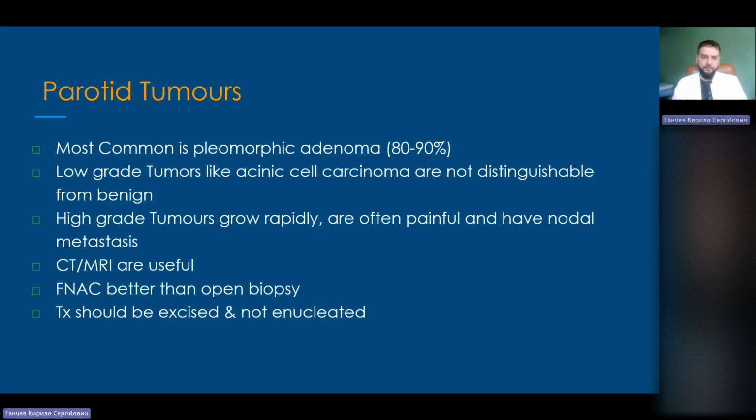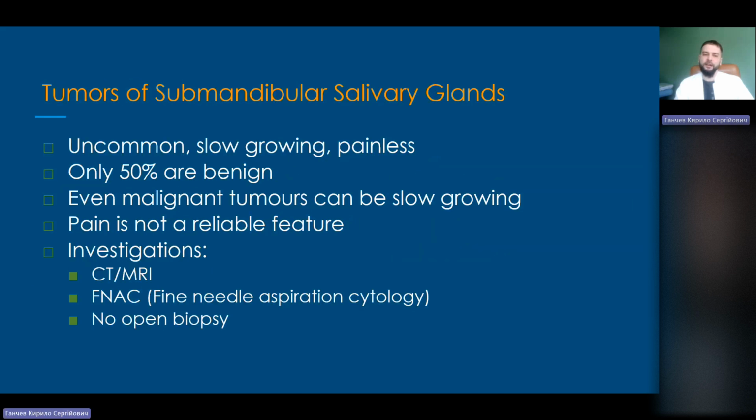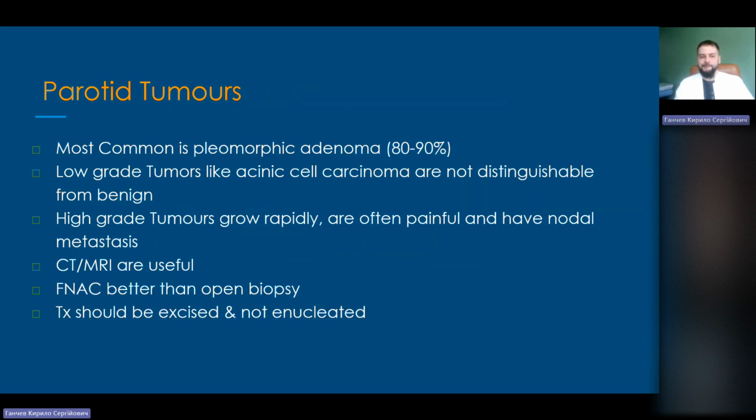Parotid tumors: the most common is pleomorphic adenoma. Low-grade tumors like acinic cell carcinoma are not distinguishable from benign ones. High-grade tumors grow rapidly, are often painful, and have nodal metastasis. Useful investigations are MRI or computer tomography, and FNAC is better than open biopsy. FNAC is fine needle aspiration cytology. And of course, the tumor should be excised.